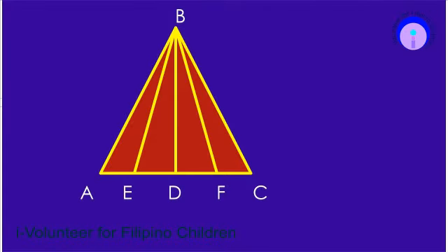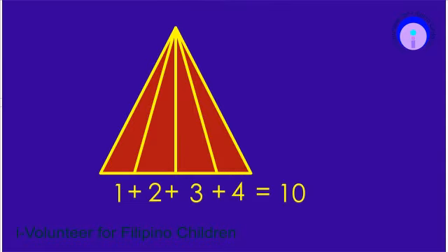Another example, sa palagay ninyo, ilan ang triangles that we can form? Una sa lahat, count muna natin ang number of bases. We have 1, 2, 3, and 4. Therefore, 1 plus 2 is equal to 3, plus 3 is equal to 6, plus 4 is equal to 10.